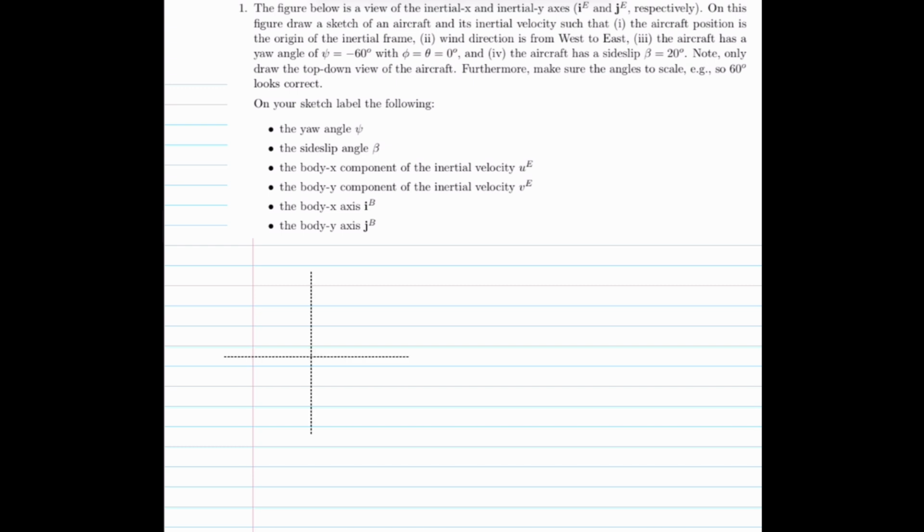So, before I start drawing the actual sketch with all the complicated details, I just want to hammer out this key idea about how the wind vector affects the velocity of the aircraft with respect to the inertial frame and the body frame.